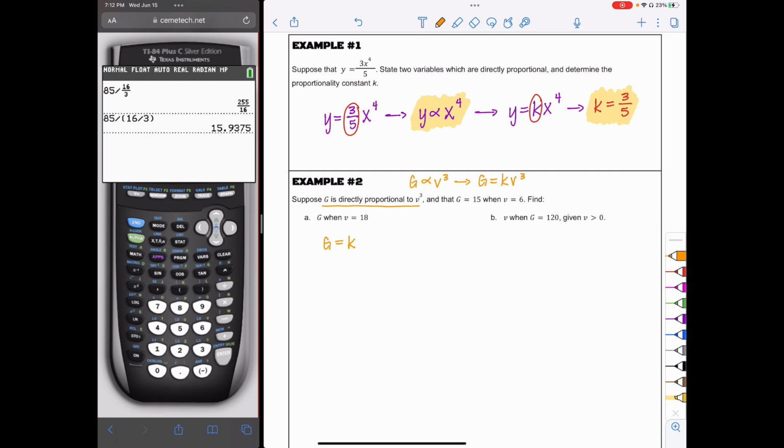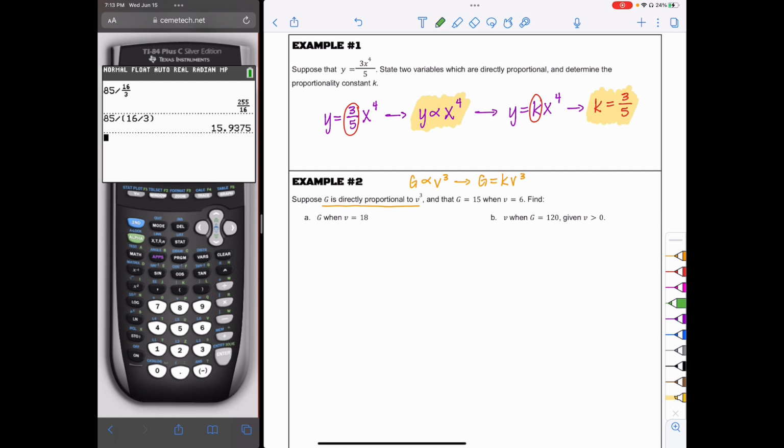And in this case for part A, we already know that V is equal to 18. So that's going to be K times 18 cubed. If I do that, I would end up needing to know what K is. I cannot find K without knowing G. So that's where we're going to use the original information to substitute in. We can't directly go into using that equation.